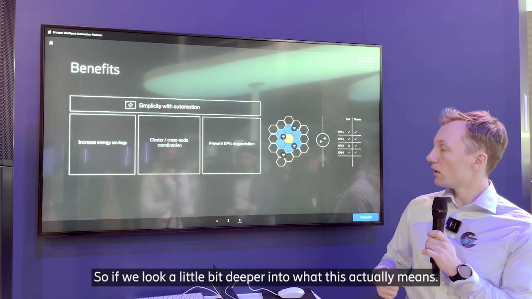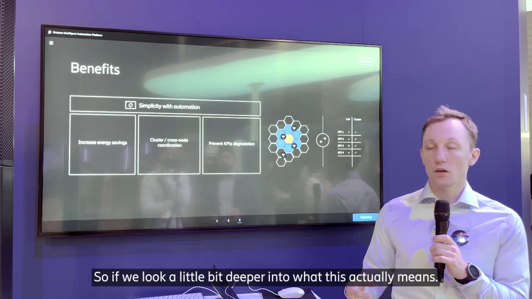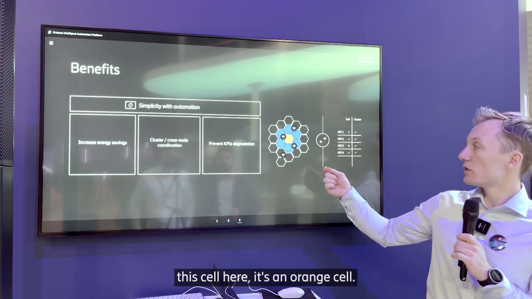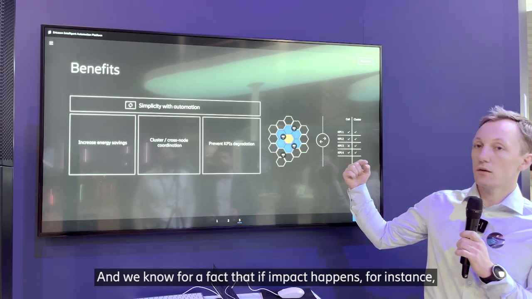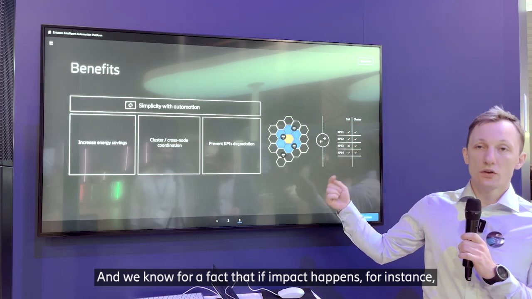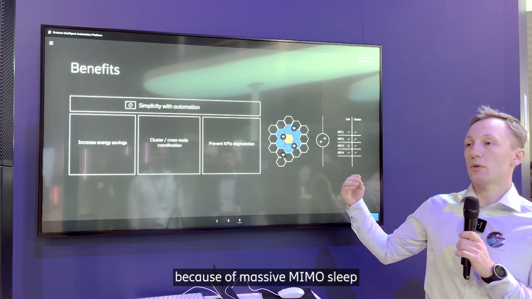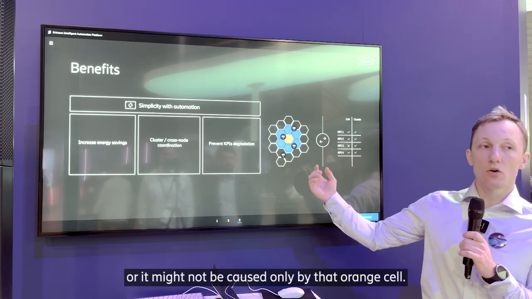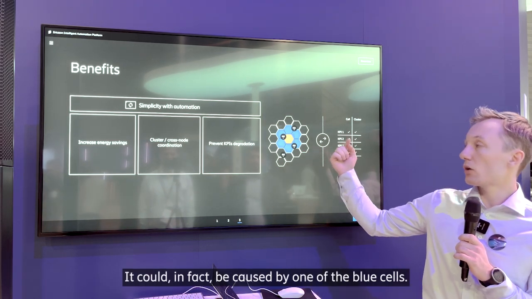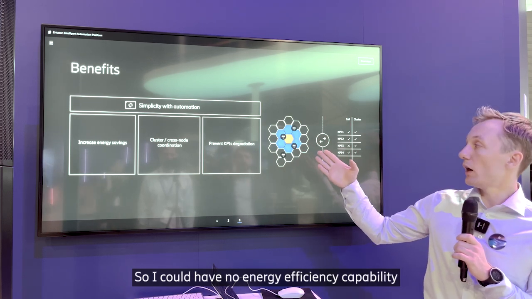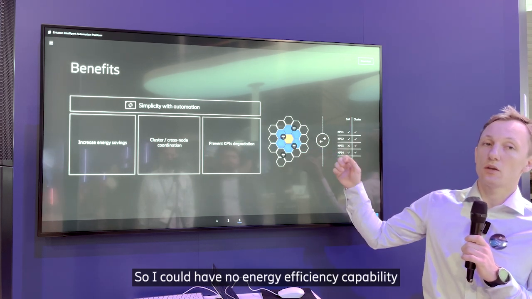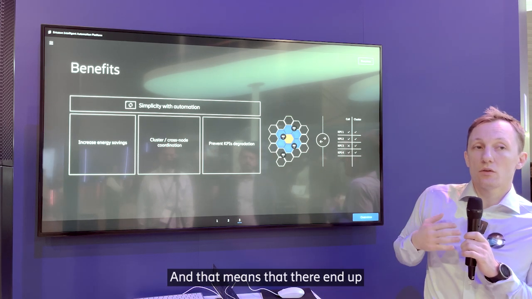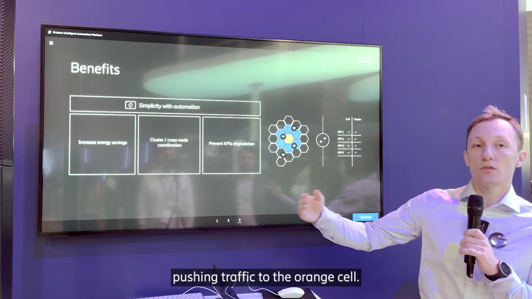So if we look a little bit deeper into what this actually means. Let's say, for instance, that I have this cell here. It's an orange cell. And we know for a fact that if impact happens, for instance, because of massive MIMO sleep, it might not happen only in the orange cell, or it might not be caused only by the orange cell. It could, in fact, be caused by one of the blue cells. So I could have no energy efficiency capability running in the orange cell, but the blue cells are running massive MIMO sleep, and that means that they end up pushing traffic to the orange cell.